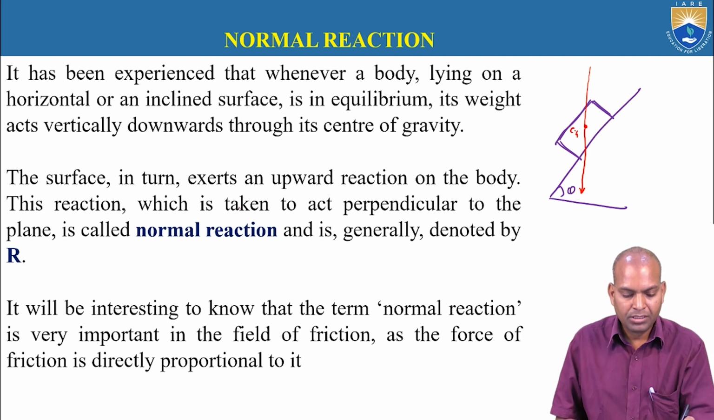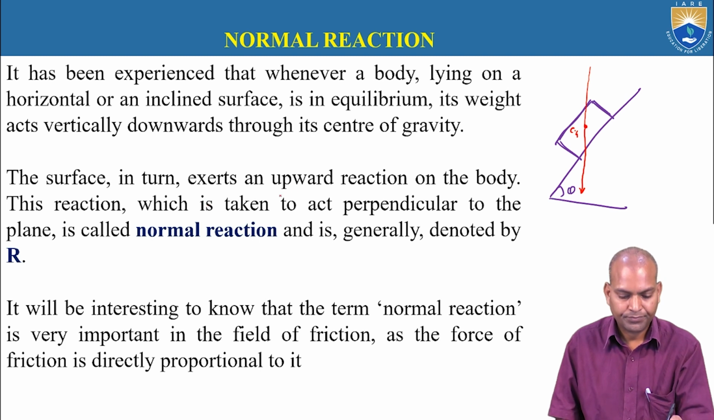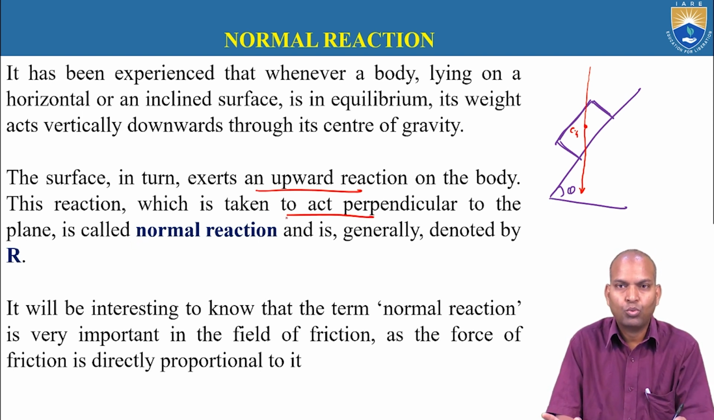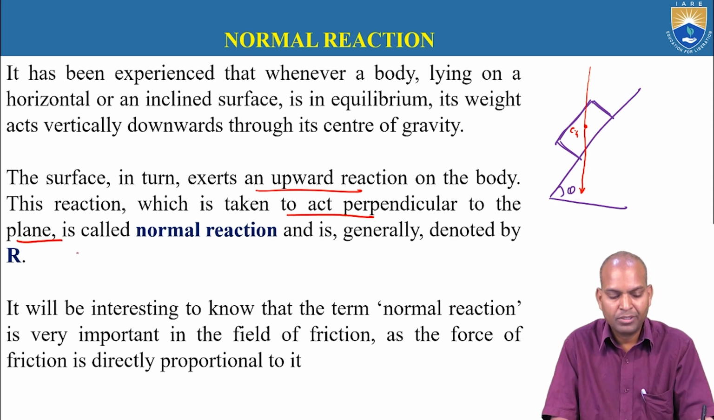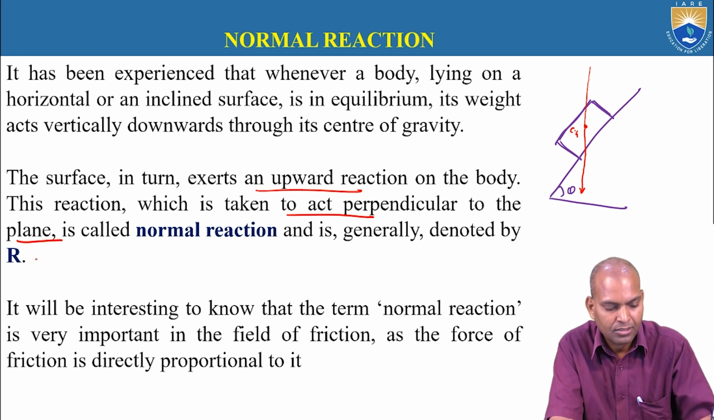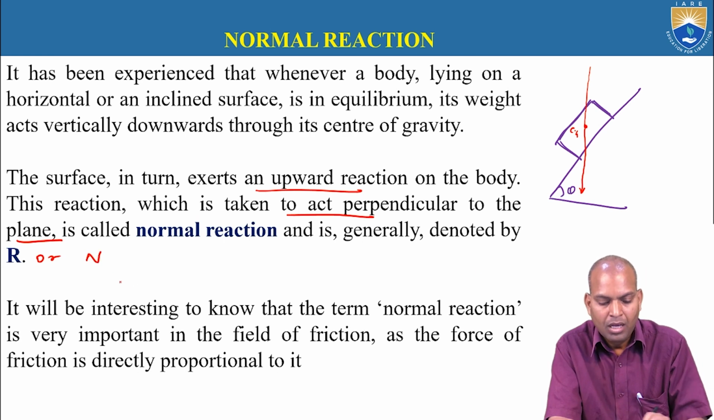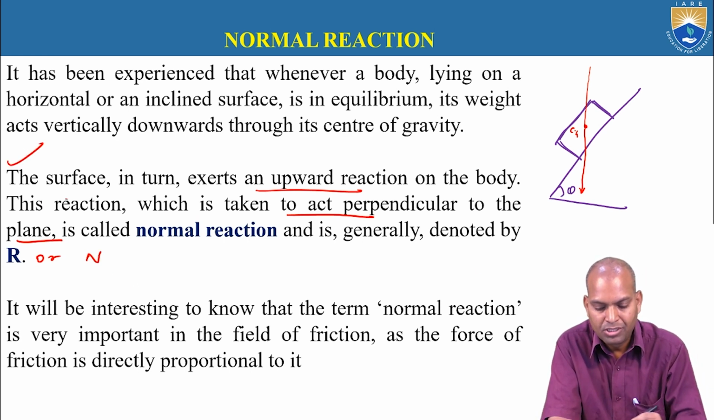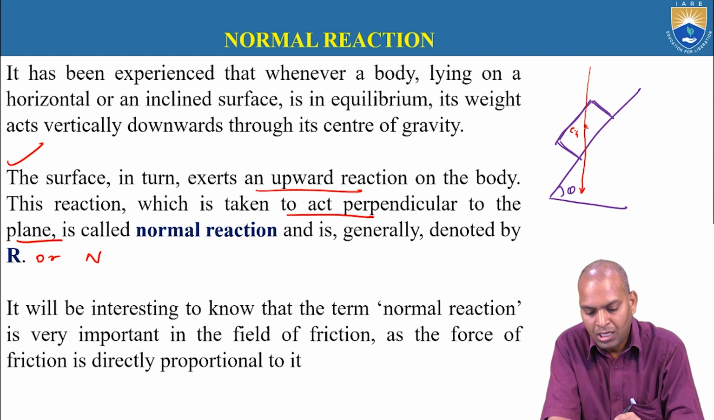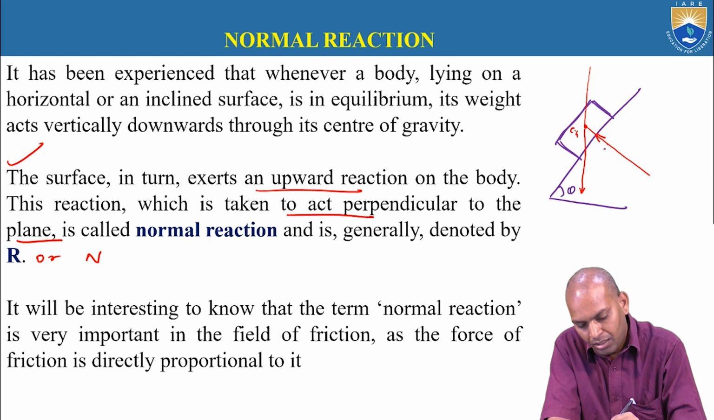The surface in turn exerts an upward reaction on the body. This reaction, which is taken to act perpendicular to the plane, is called a normal reaction and is generally denoted by R or capital N. According to this sentence, the normal reaction is normal to the surface. What is the angle between the plane and the direction of the reaction? That is 90 degrees.